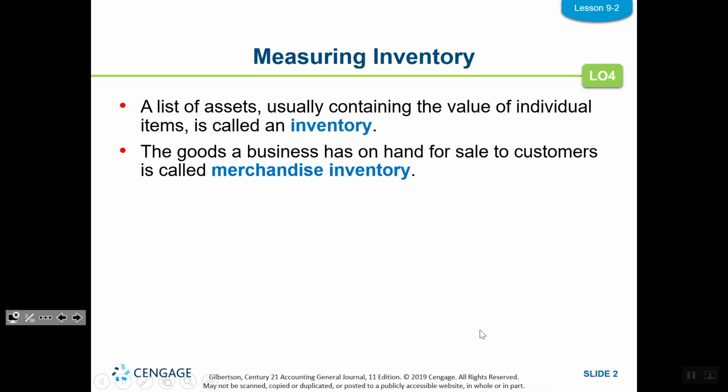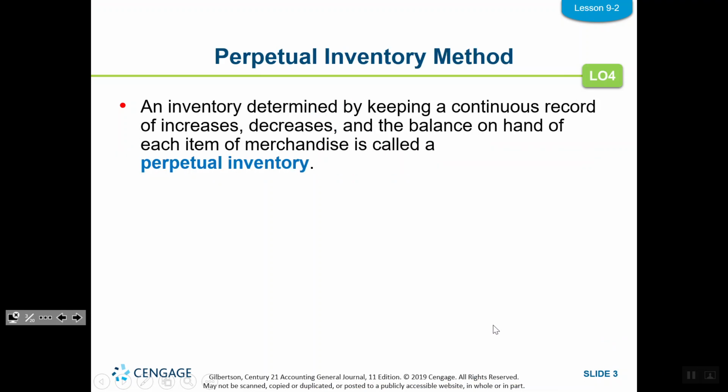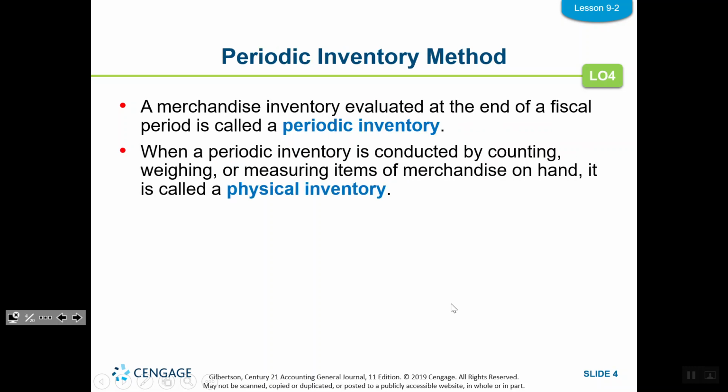Now, measuring inventory: a list of assets usually containing the value of individual items is called an inventory. The goods a business has on hand for sale to customers is merchandise inventory. There are a couple of different inventory methods, and we'll get to inventory later on. An inventory determined by keeping a continuous record of increases, decreases, and the balance on hand of each item of merchandise is called a perpetual inventory. So as you receive something, you put it into inventory. When you sell it, you take it out of inventory. You don't wait for any specific time. It's just as you do it.